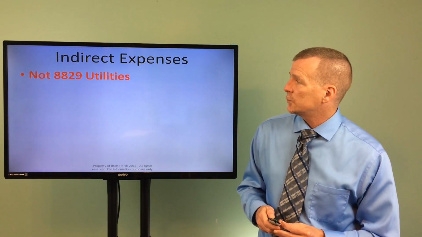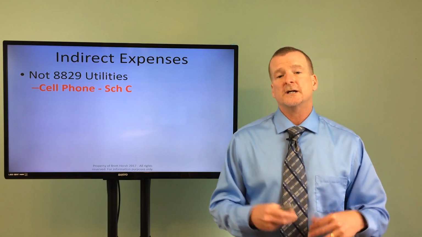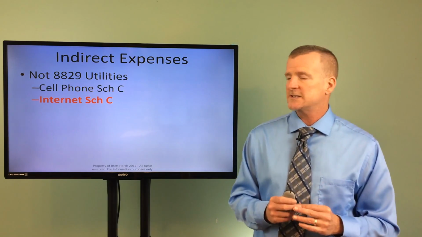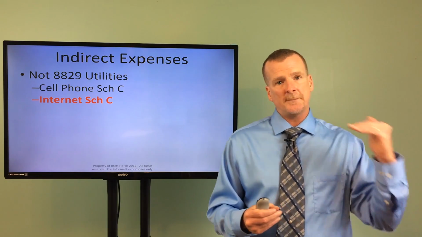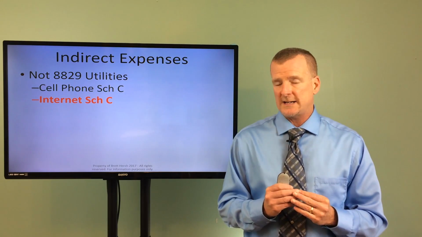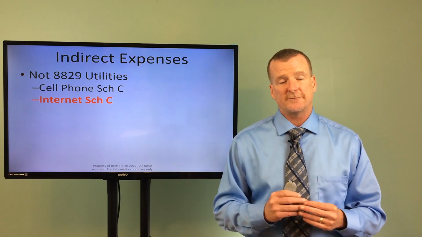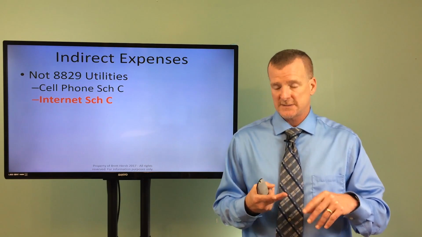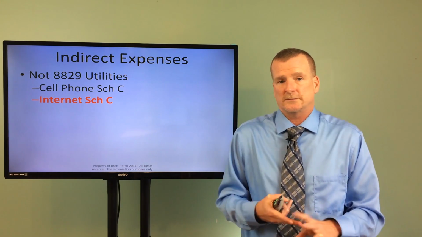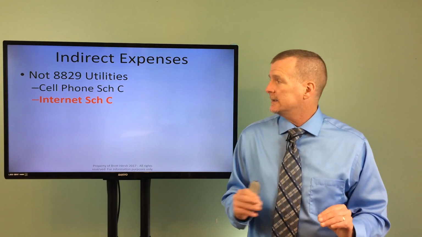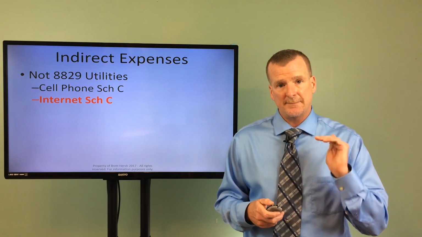Okay, not 8829 utilities. These are not really home office. Your cell phone, percentage of business use of your cell phone, report on Schedule C. Your internet, even though it's coming into your house, even if you don't have a home office, you're probably using a portion of that internet for your business, doing research for your clients. We all use the internet, communicating with your clients, sending emails, whatever it might be. A reasonable percentage of that internet can be deductible.